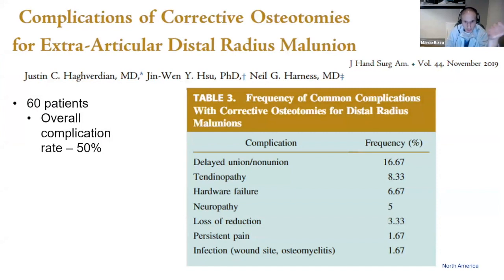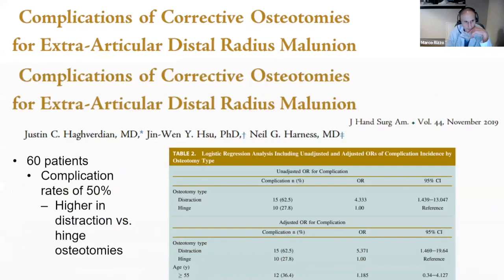The top 3 complications were delayed union or non-union, which can be linked to hardware failure, which is the 3rd most common complication. And as Dr. Jupiter alluded to, tendon concerns are a big deal in these patients. Not too far along 4th is neuropathy, so keep that in mind as well. So, of course, with hardware failure or a delayed non-union, you'll see loss of reduction as well.